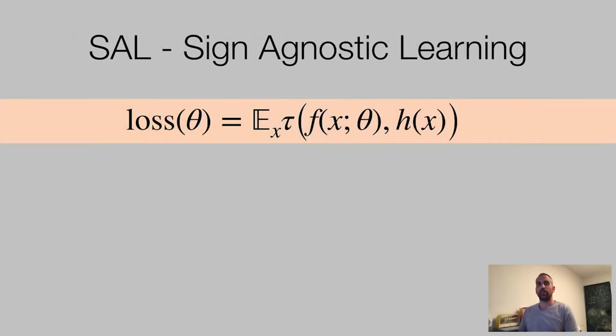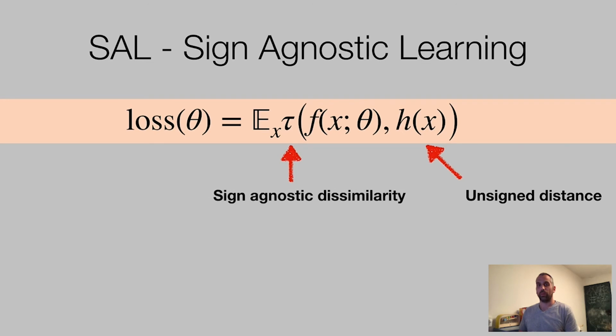So we suggest the following simple idea. Given the unsigned distance function h, we suggest a loss function that encourages the neural network f to approximate h while being agnostic to the sign. That is the role of the function tau. Here is some particular choice for tau. Note that one could come up with a different choice for tau as long as some reasonable properties are satisfied. So let's understand what this choice of tau does.